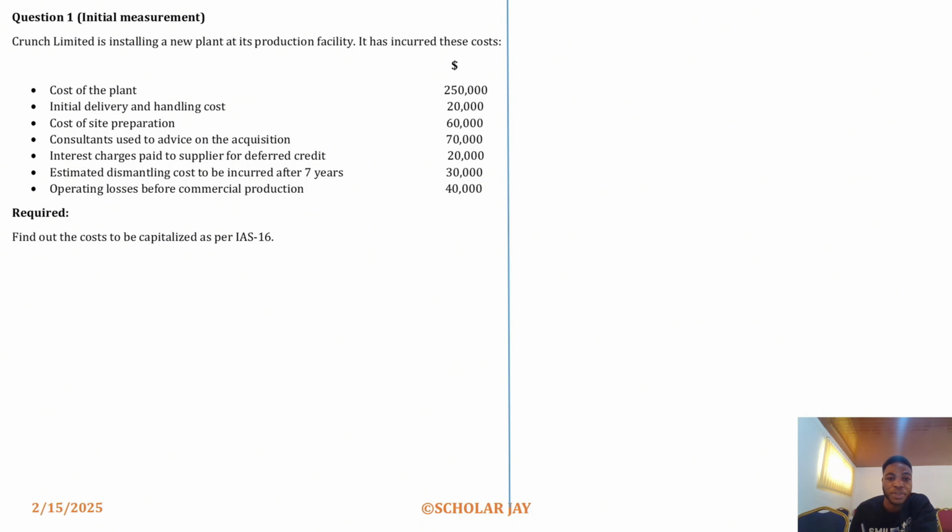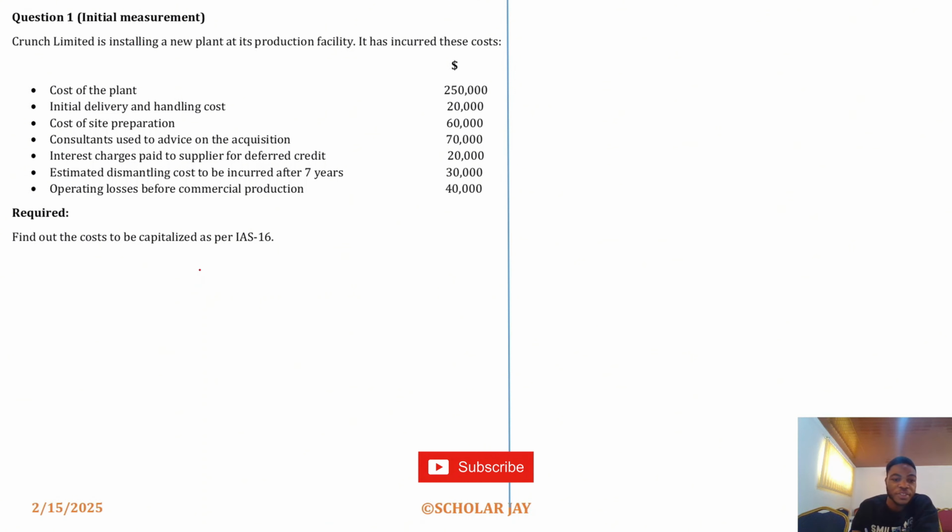Cost of the plant being $250,000, initial delivery cost being $20,000, cost of site preparation being $60,000, consultants used to advise on acquisition being $70,000, interest charges paid to supplier for deferred credit, estimated dismantling costs to be incurred after 7 years, and then operating losses before commercial production. Required, find out the cost to be capitalized as per IAS 16.